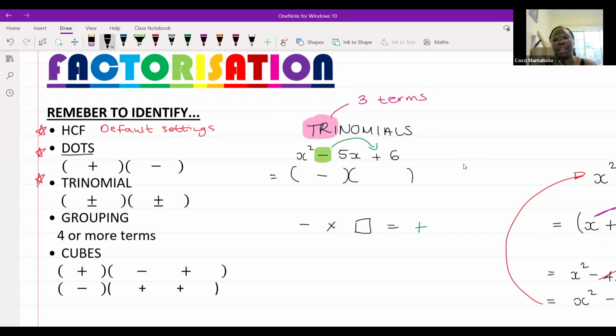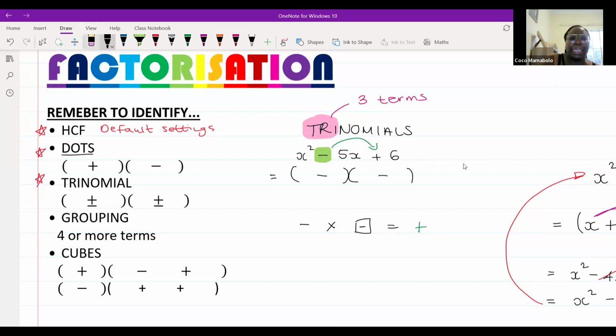Be careful, because a negative times a positive is not going to give us a positive. It's going to give us a minus. It's going to give us a negative. So what do I need in this bracket in order to make it a positive? Correct. I need a minus, which means my second bracket will also have a minus. I hope you guys are with me.